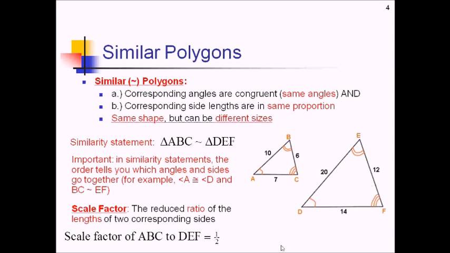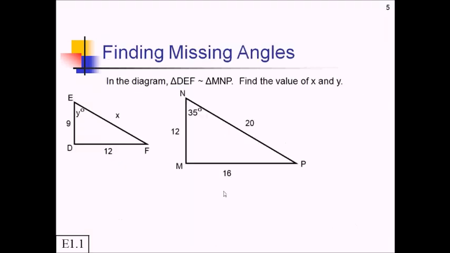Now, scale factors depend on which order we're going. ABC to DEF is 1 to 2, but if we go the other way and ask the scale factor of DEF to ABC, well, now we're doing a 2 to 1 ratio, so the order does matter. Let's do some problems now involving similarity. Let's say we have a diagram with triangle DEF being similar to triangle MNP. Based on that, they want to know the values of x and y.